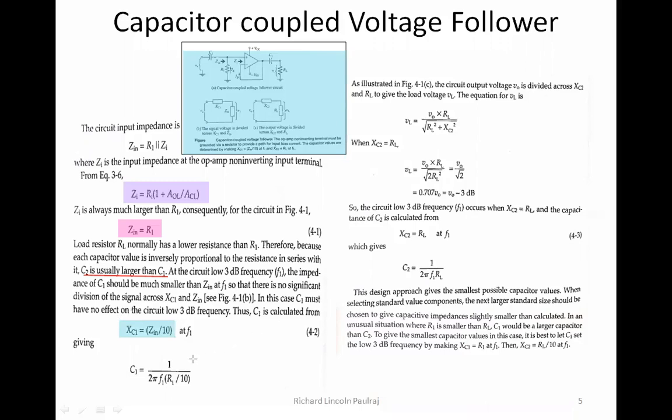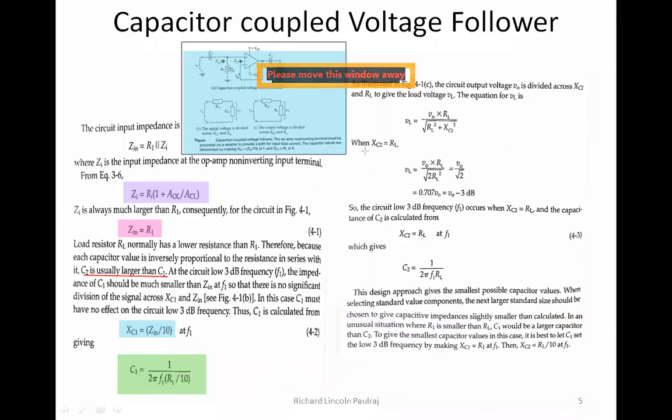Consequently, since we have Zin equal to R1, I change my formula. My formula in total becomes C1 is equal to 1 by 2 pi f R1 divided by 10. It was actually Zin, but Zin is equal to R1. Why is it equal to R1? Because my input impedance Zin is very high. If I view from this point, R1 is equal to Zin. So I have this formula for C1.